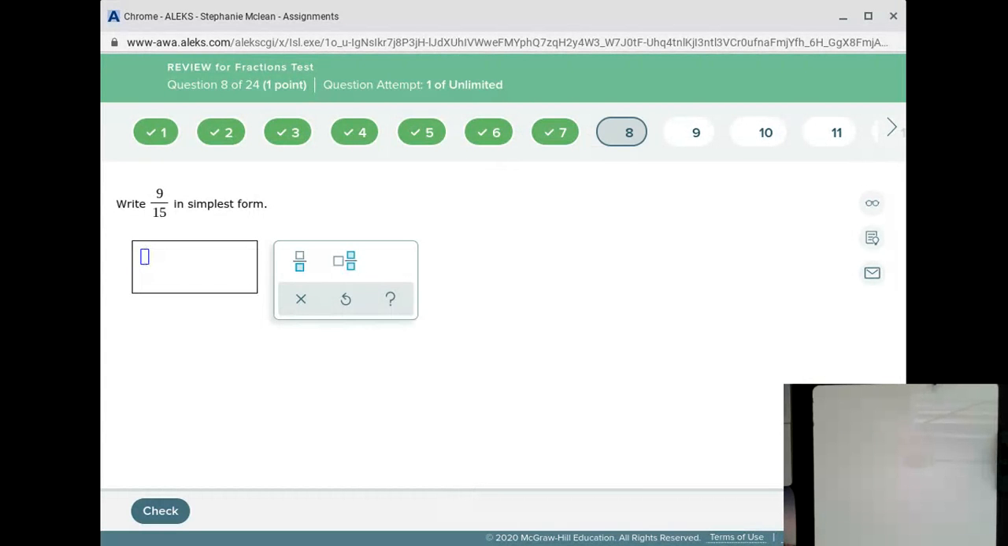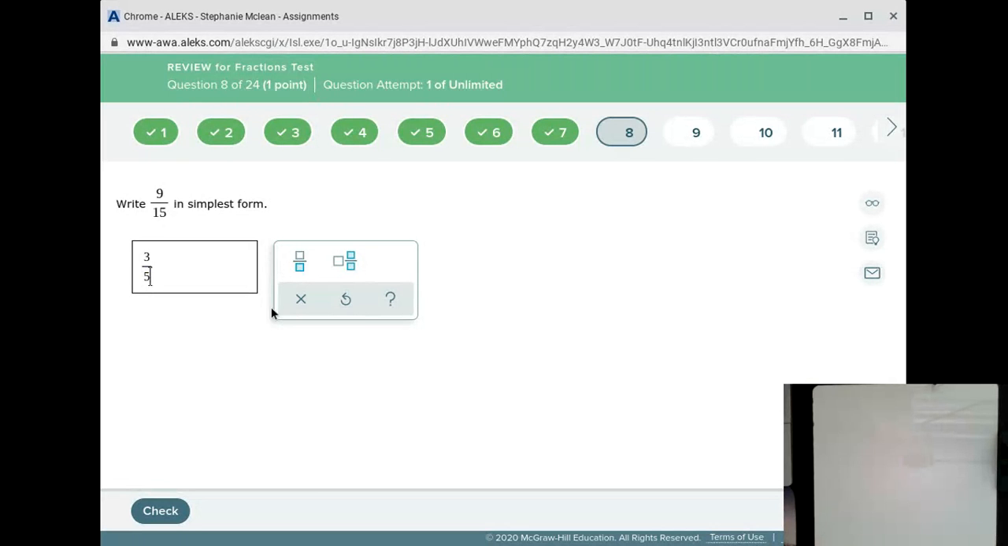8. Write 9 over 15 in simplest form. So I know 9 is divisible by 5, or not by 5, sorry. 9 is divisible by 3, and 15 is also divisible by 3. So 9 divided by 3 is 3, and 15 divided by 3 is 5.